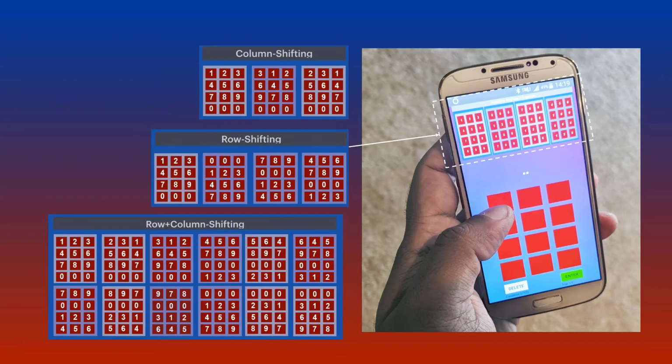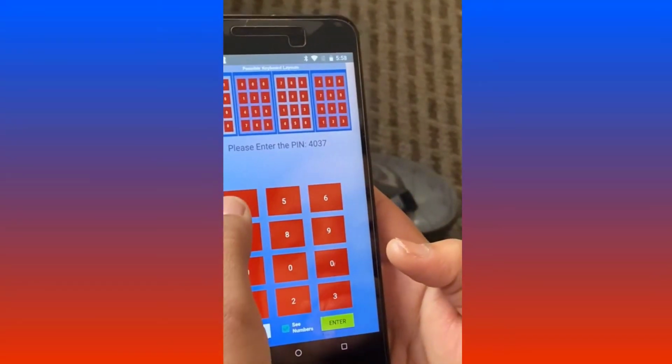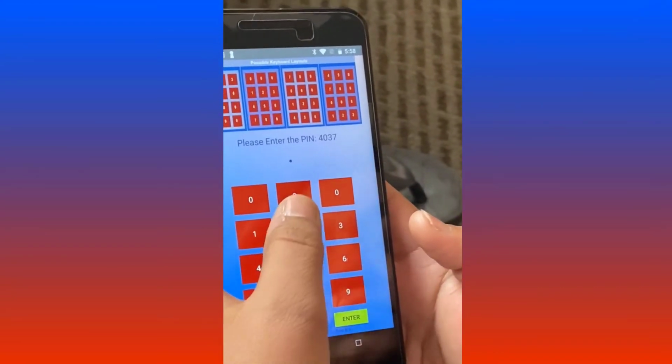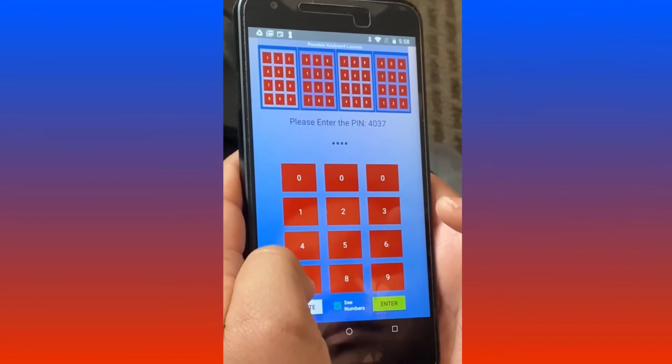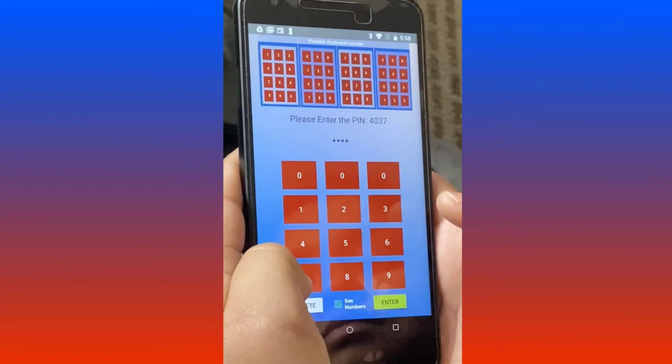We also introduced another touch shifting method where the keypad is rearranged every time the user enters a digit. Here, for the purpose of this video, the process is shown with the numbers visible.